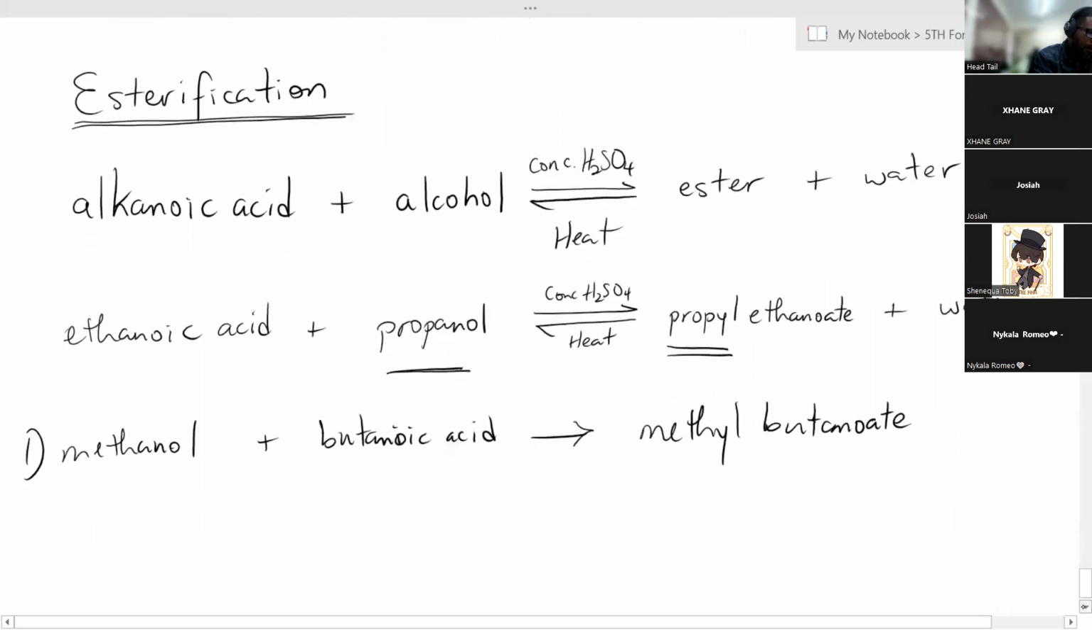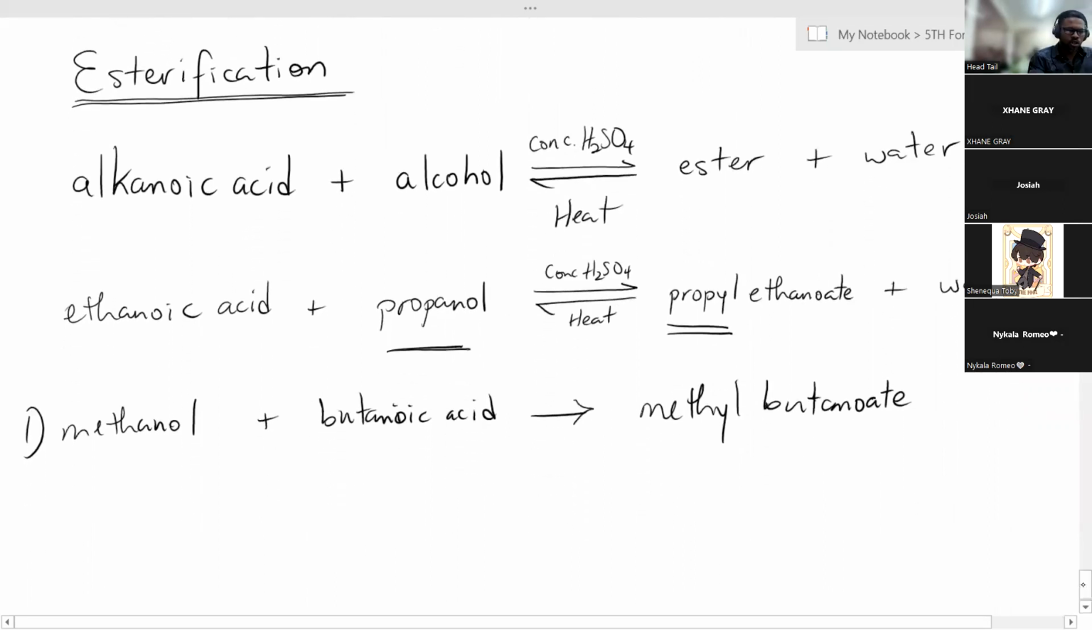So I'm coming down to Kishona. So Kishona, let's say that you have an acid. The name of the acid is called hexanoic acid, and it reacts with an alcohol called butanol. What would be the name of the compound? Kishona.